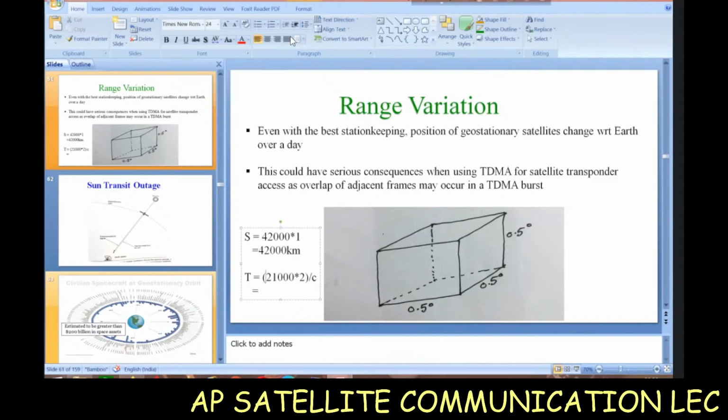Suppose the orbital altitude, the range of a satellite is typically, say, 42,000 kilometers from the center of the Earth, and about 36,000 kilometers from the surface of the Earth. So this 36,000 kilometer, you remember perhaps from some of the first classes, is the nominal orbital altitude. That is when the satellite is vertically overhead your location.